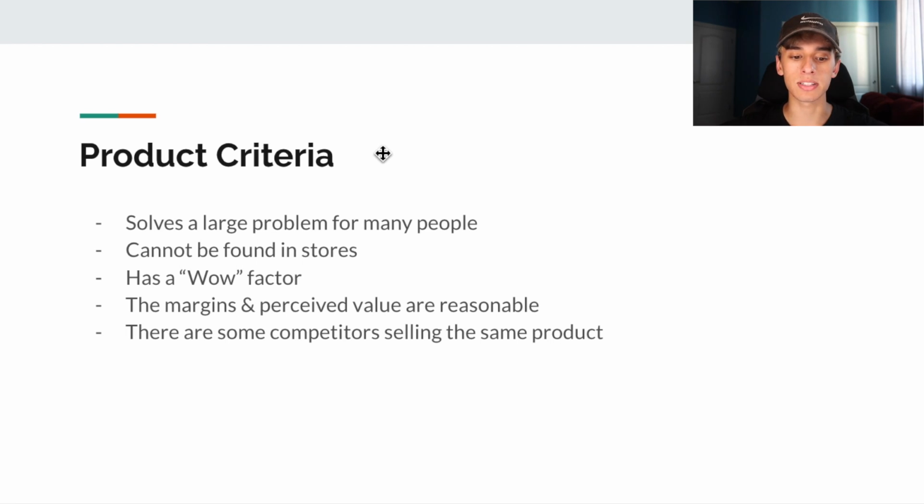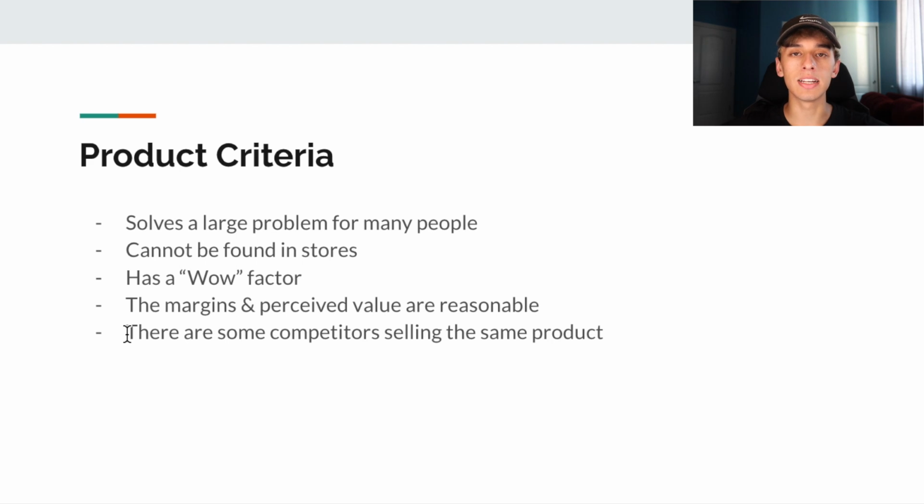When you're finding a product, you want to find one that solves a large problem for many people. And then you also want to find a product that cannot be sold in stores. The product that you find should also have a wow factor, and I'll explain these all in the next slide, so just give me 1 second. And then the margins and perceived value of the product should be very reasonable. So it shouldn't be like you're finding a product that you can source for $10 and you're selling it for $15. That will not leave you margin at all.